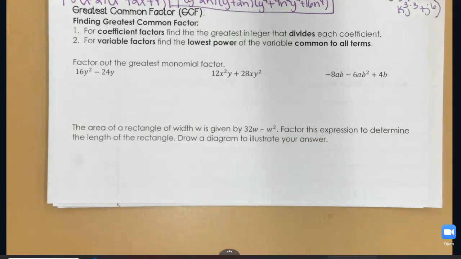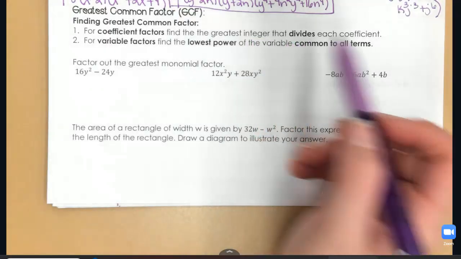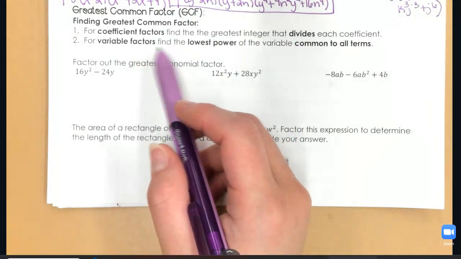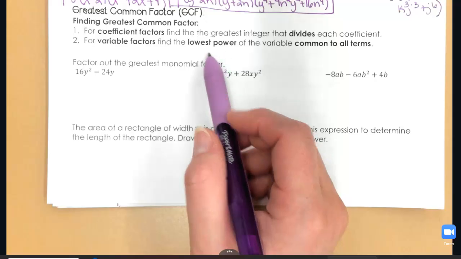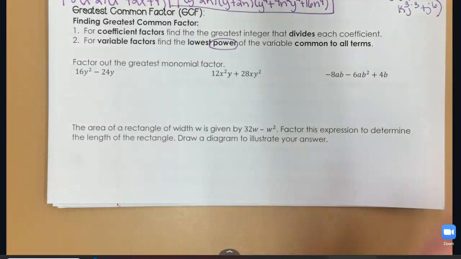So when you have more than one term and you're looking for a common factor, you are going to look at your coefficients. What is the greatest integer that divides each coefficient? And you're going to look at your variables. And if they all have a common variable, you can only take out the lowest power. Power is just referring to the exponent. And so you can only take out the smallest power.